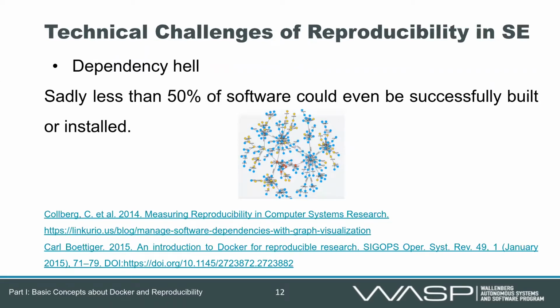To be more specific, there are several technical challenges of reproducibility in the world of software engineering. For example, take the challenge called Dependency Hell. Let's look at the picture first. This picture is of a Java project. I think the project is called Pathfinder.